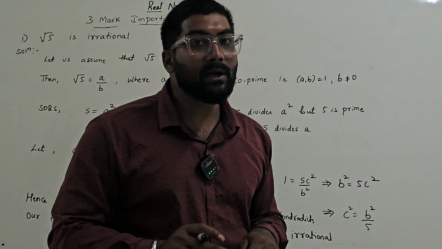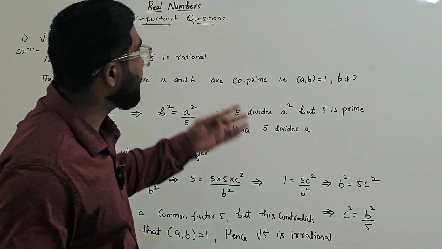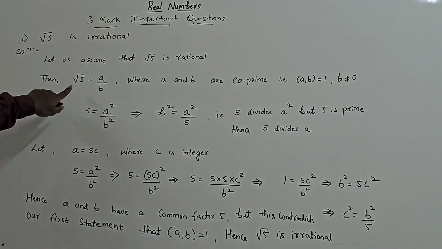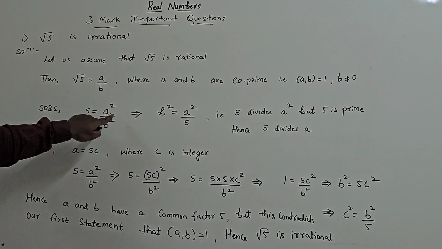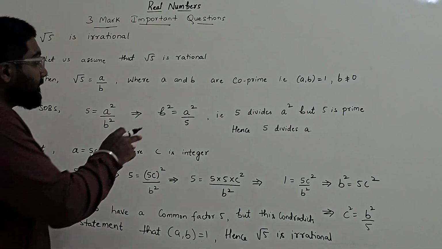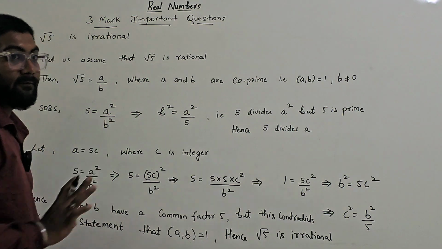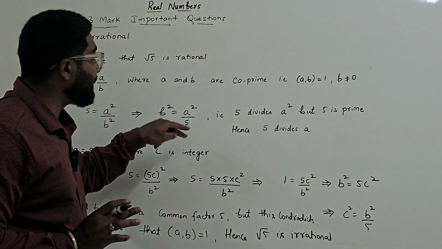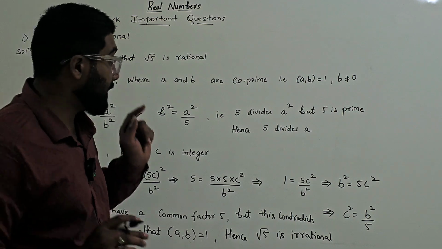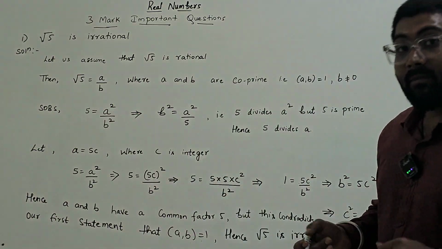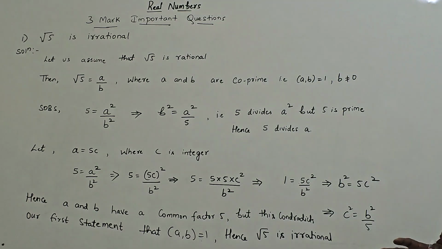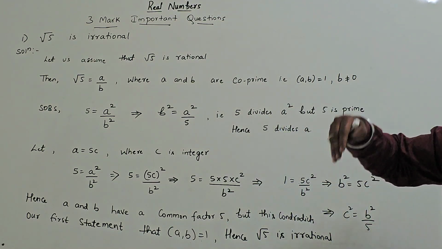Co-prime means, you know that if the HCF of 2 numbers is equal to 1, then you call them co-prime numbers: HCF of a, b is equal to 1. Now here, you have to square on both sides. The root will be gone, it will become 5 is equal to a square by b square. In the same way, a square is equal to 5 b square. Okay? Now, you can see that 5 divides a square, but 5 is a prime number. Hence, you can see that 5 also divides a. So, if 5 is dividing a square, then 5 should divide a also.